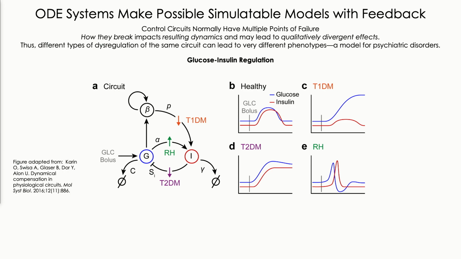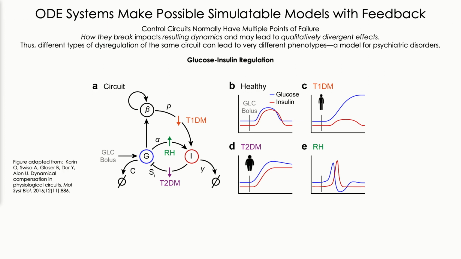And so what you can see here is if we give a glucose bolus, we can simulate how glucose and insulin will respond. Glucose will respond first, insulin will respond shortly thereafter, and then glucose will go down, and then insulin will go down. One of the nice features of this kind of model is that if we say that the circuit is dysregulated, we can be precise about how it gets dysregulated. And it turns out that different ways of dysregulating the same circuit will lead to very different phenotypes.